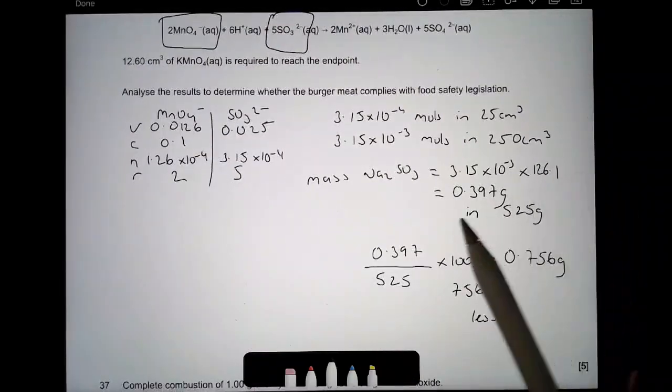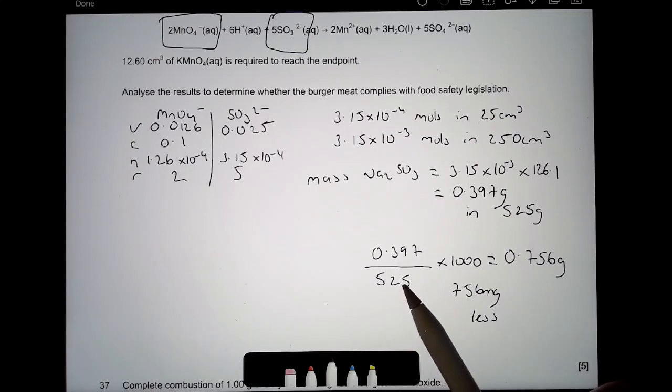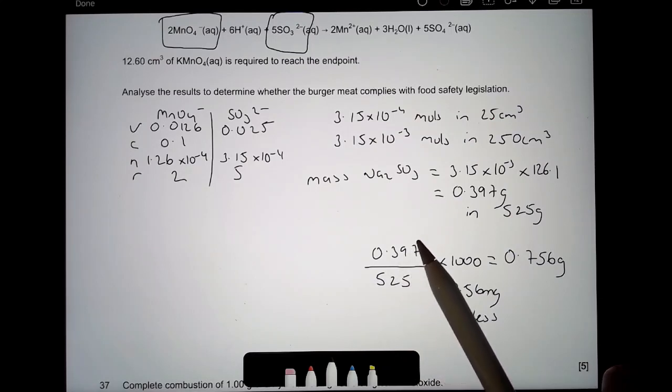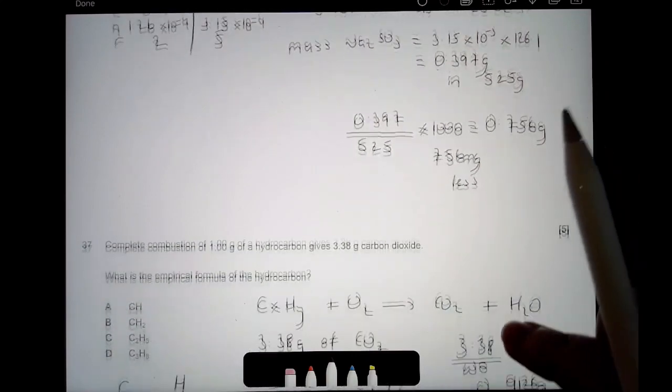So if I divide by 525, I can work out how many grams of sodium sulfite I have got in 1 gram of burger meat. I times it by 1000 to work out how many grams I've got in 1 kilo of burger meat, and I can see it comes in as less than the recommended amount, so it is safe.